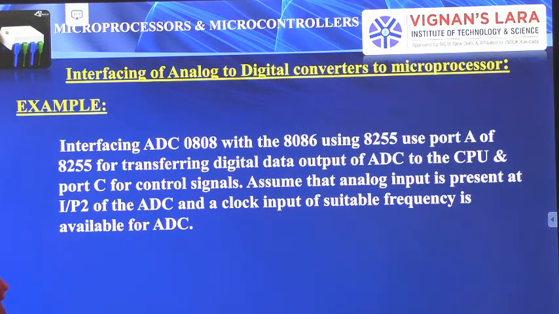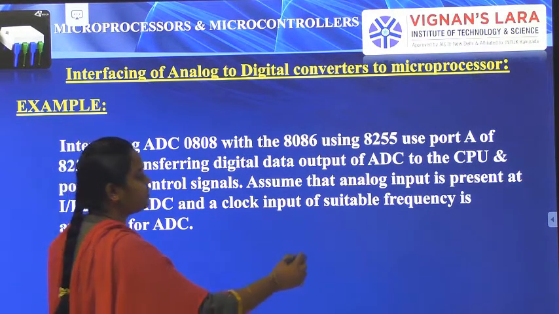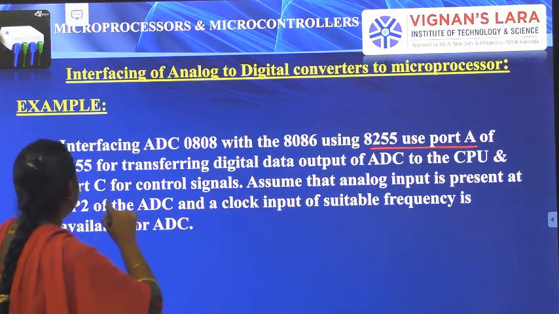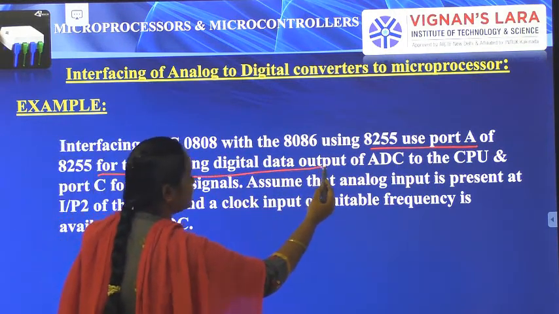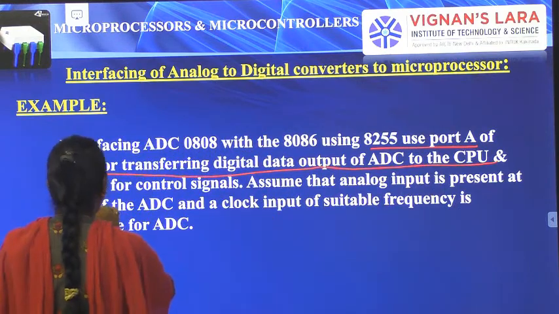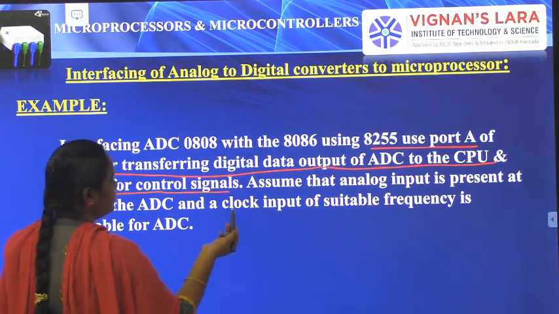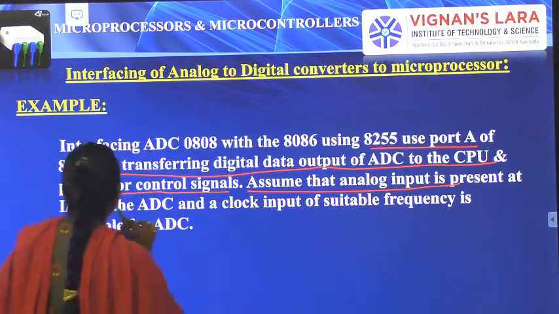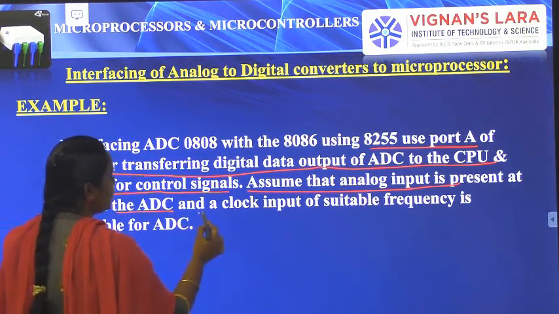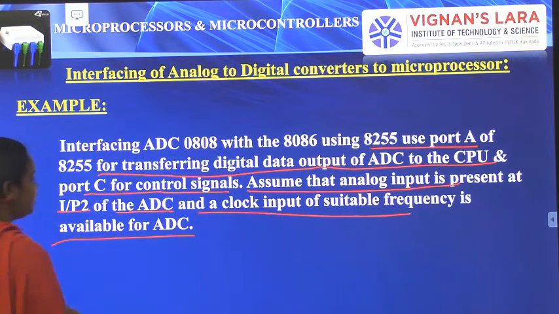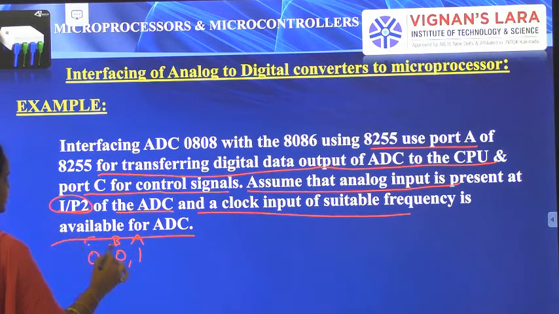See here, this is an example: interfacing ADC 0808 with the 8086 using 8255. Use port A of the 8255 for transferring the digital data output of the ADC to the CPU, and port C for control signals. Assume that the analog input is present at input 2 of the ADC, and a clock input of suitable frequency is available for the ADC. So we are taking the input address IP2, which means 0 0 1, so A will be high, B 0, C 0.